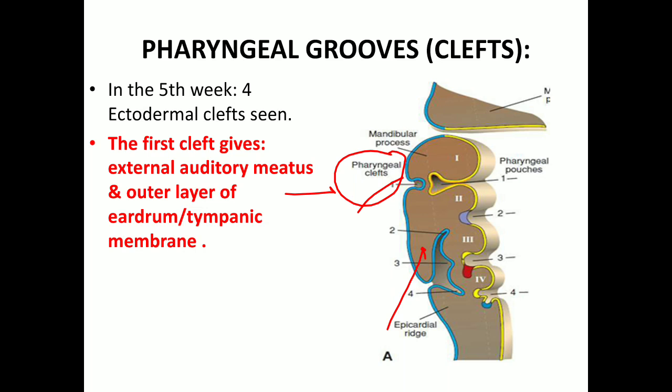The base of the external auditory meatus, or the base of the first cleft, which is ectodermal, will also form the outer layer of the tympanic membrane. So the outer layer of the tympanic membrane is ectodermal, and the first pharyngeal cleft forms the external auditory meatus.